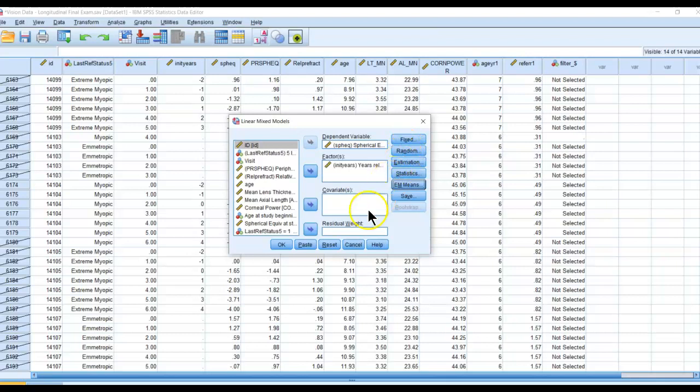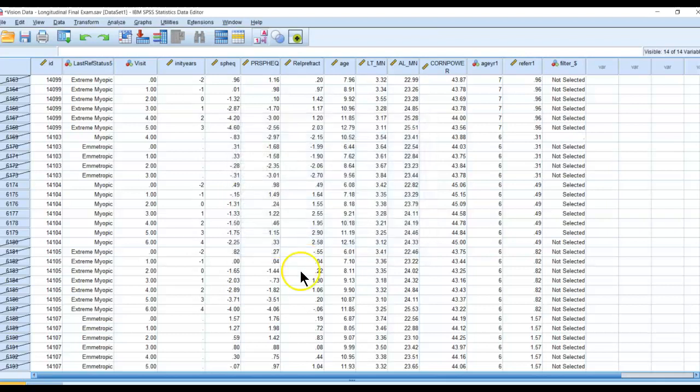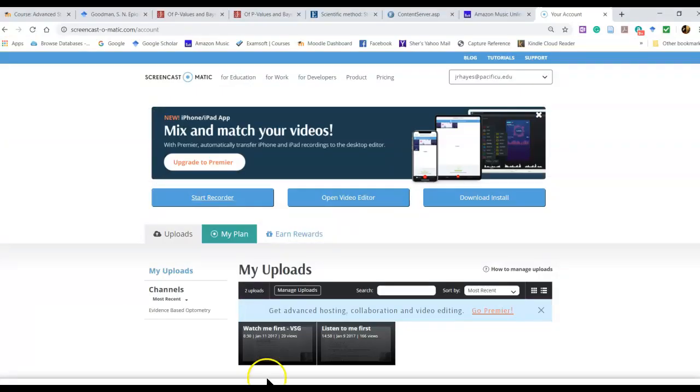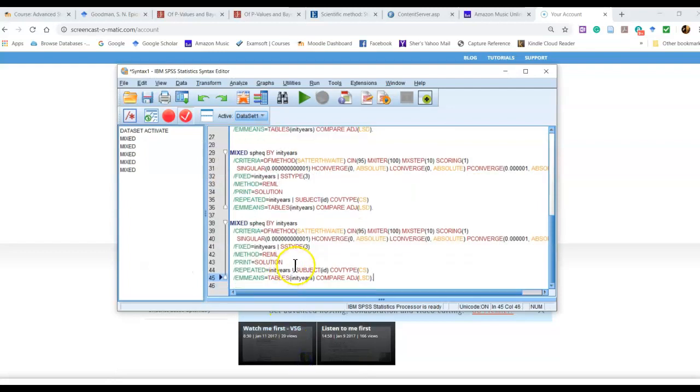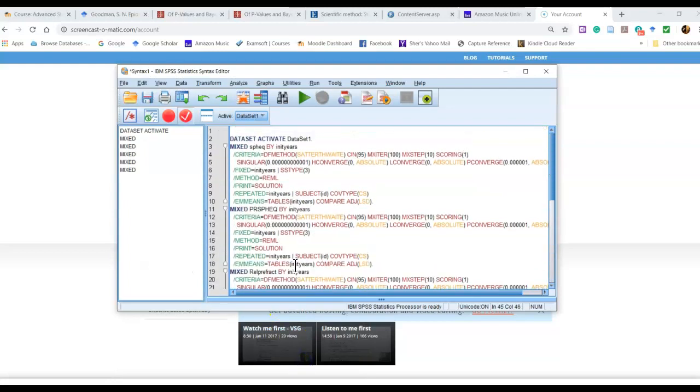All right. And instead of just running this, because we're actually interested in three dependent variables: spherical equivalent, peripheral spherical equivalent, and relative, we're going to say paste. That's the wrong button. This reminds us that we can copy our syntax.